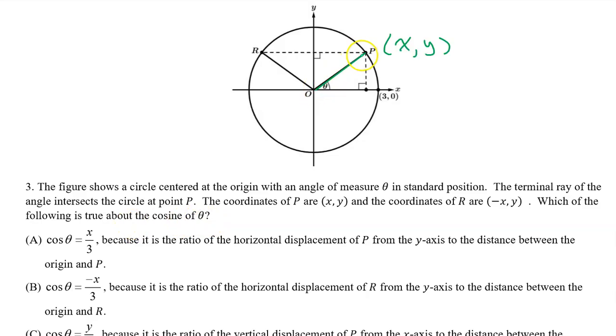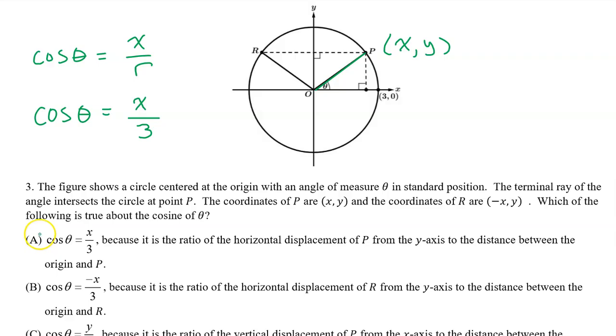The terminal ray of angle theta passes through point P, so I'm not sure if point R has anything to do with it. The cosine of theta is defined as x over r, the horizontal displacement divided by the distance from the origin to this point. At point P, the horizontal displacement is given by x, and the radius r is clearly 3. We can tell because of the point 3, 0. So the cosine of theta will equal x over 3.